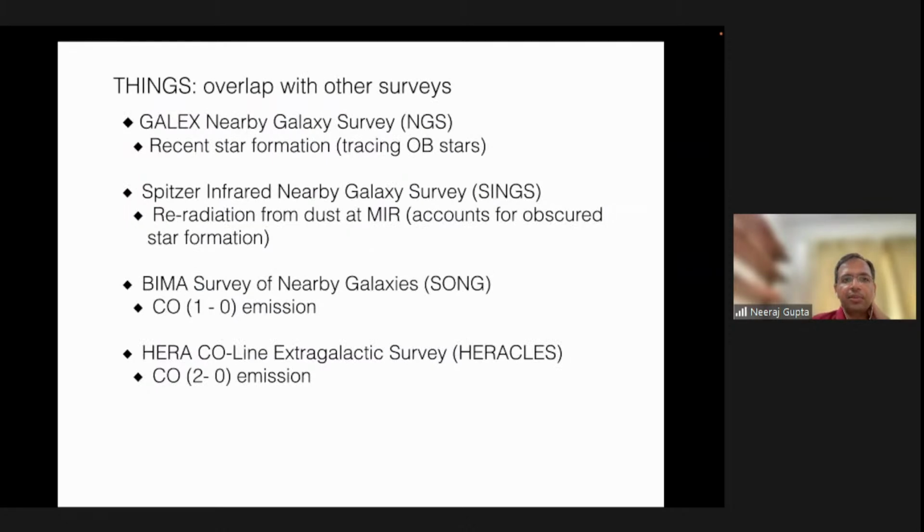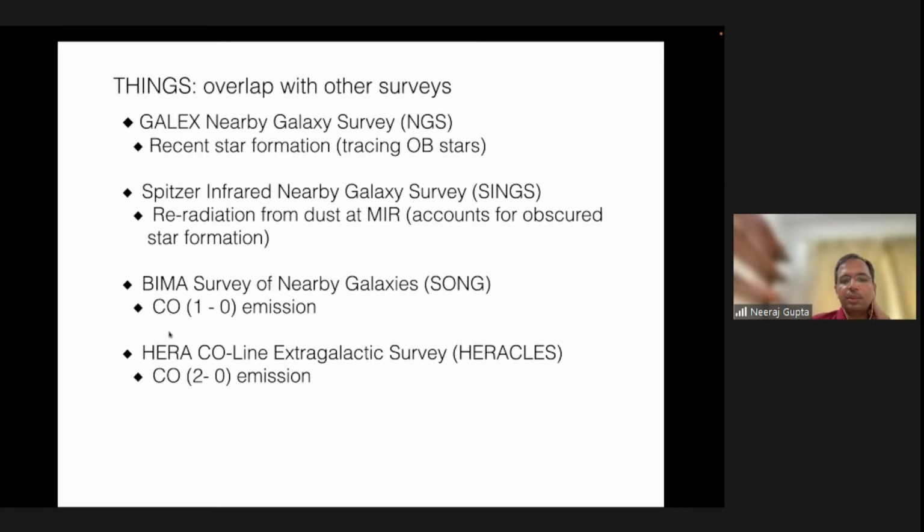And for that it required not only data for the 21 centimeter line, which traces neutral hydrogen, but also GALEX and Spitzer, because these were providing tracers for recent star formation, UV. Spitzer in mid-infrared provided re-radiation from dust. It corrects for the obscured star formation, because ultraviolet, as we know, will be affected by dust obscuration.